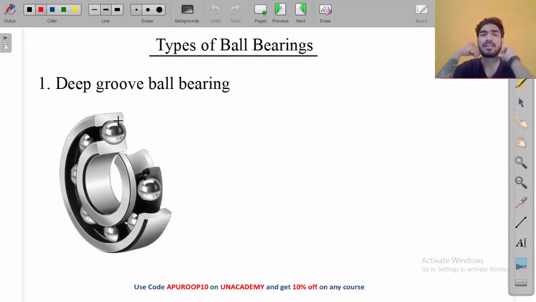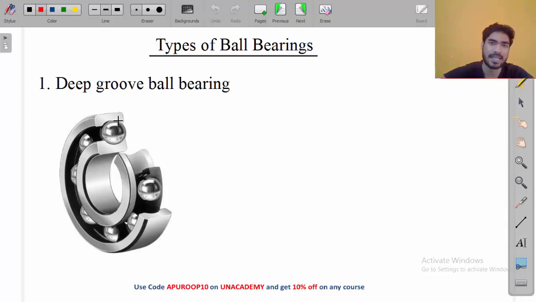For example, let's say there is an application where there is only radial load on the shaft. And there is an application where there is only axial load on the shaft. And there is a third case where both the loads are acting, radial load as well as axial load. So there are three different applications, right?